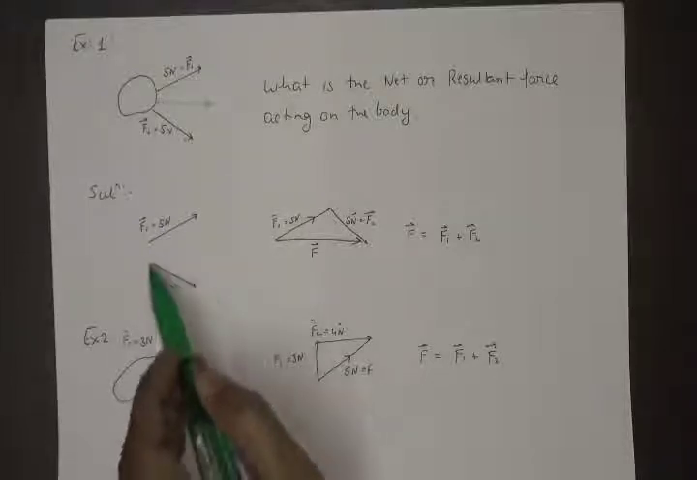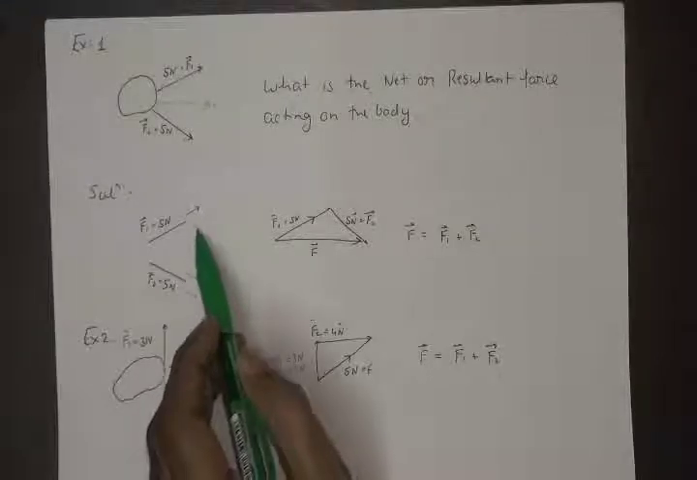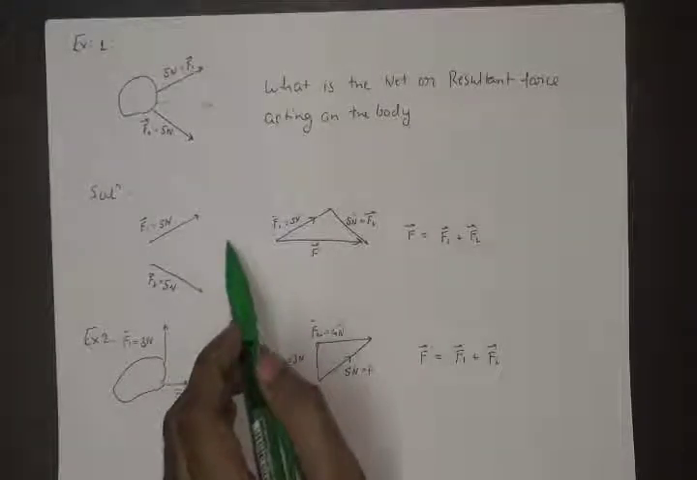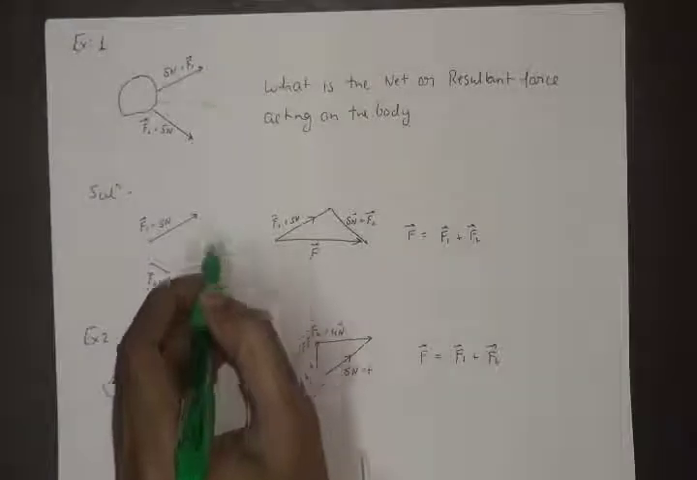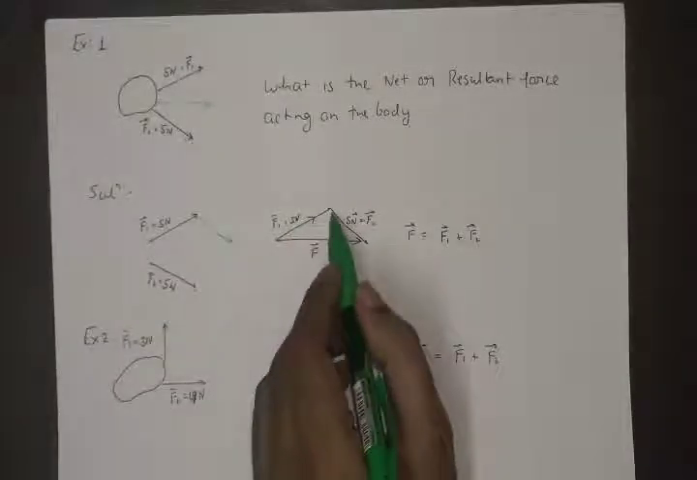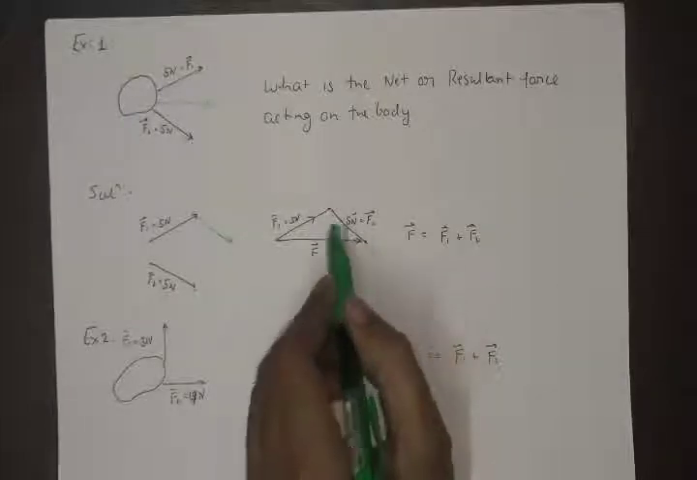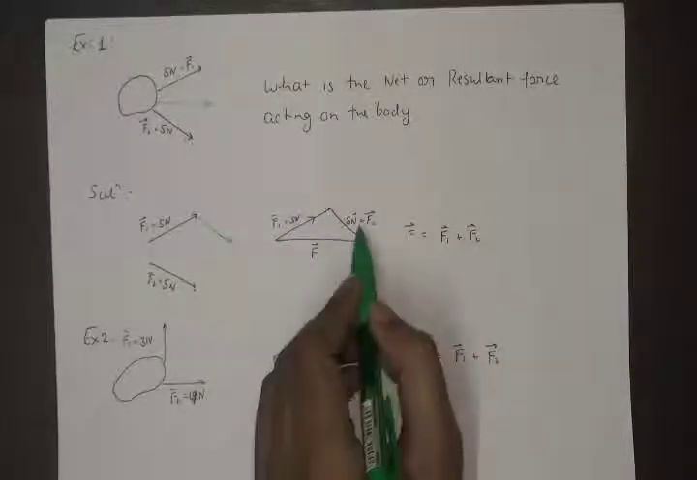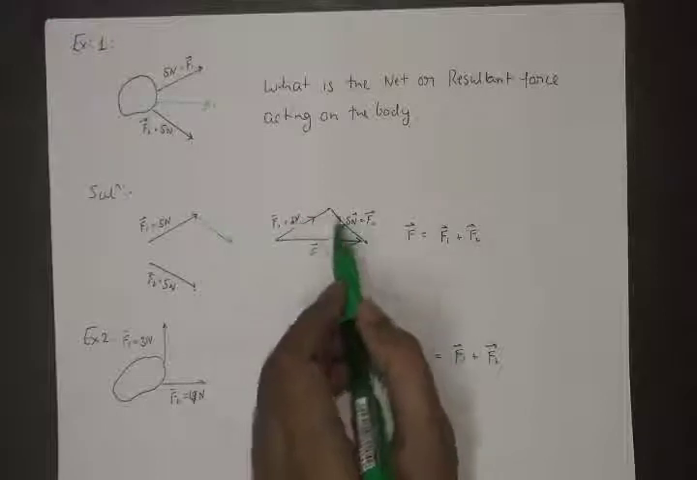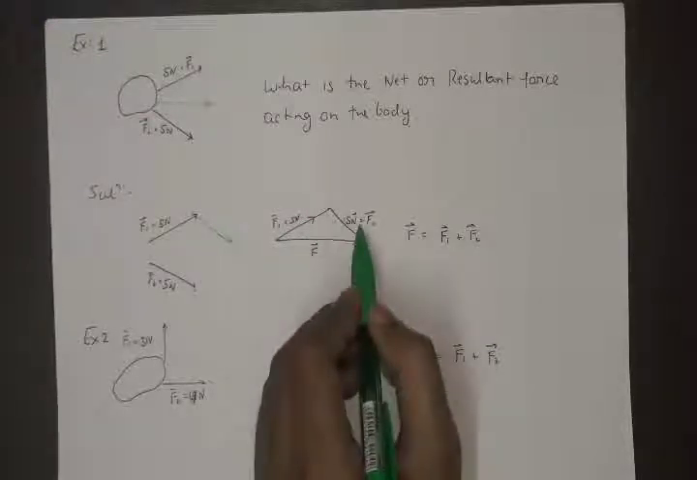What do we have to do? I have to take the tail of one vector and shift it such that I keep it on the head of the other vector. Now this is what we have done. I have taken the tail of one and kept it on the head of another vector. These two vectors are not the same. Why? Even though they have the same magnitude, they have different directions.